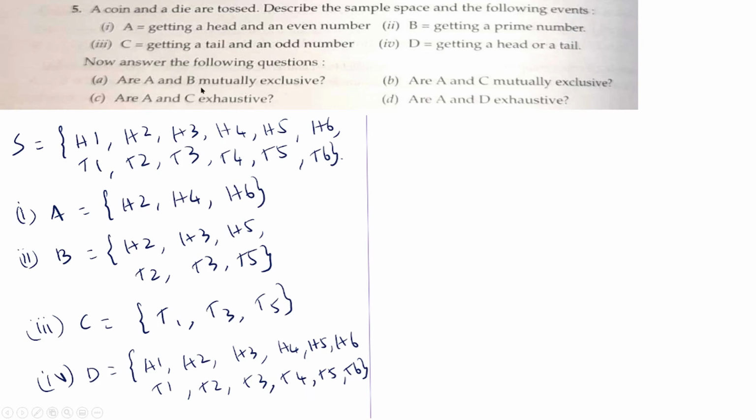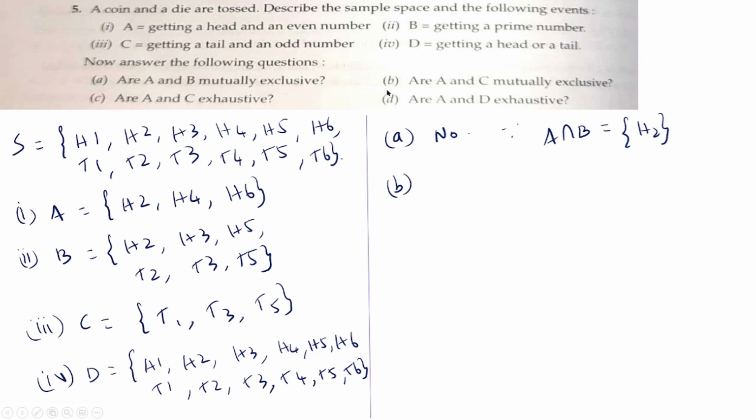Are A and B mutually exclusive? Now here it is asked whether A and B are mutually exclusive. They are not mutually exclusive because A intersection B is not equal to the null set. There is one outcome which is common. So for this first subdivision, no, since A intersection B equals H2. It has to be the null set for them to be mutually exclusive.